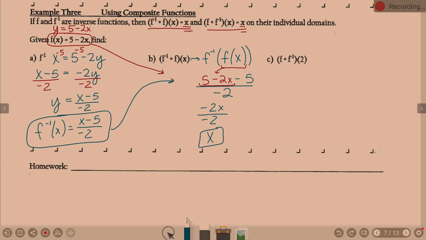Now, I don't have time to work this one, but this is going to be f of f inverse of 2. Guess what? I know my answer. It's 2, because it equals whatever that input is. Every time.